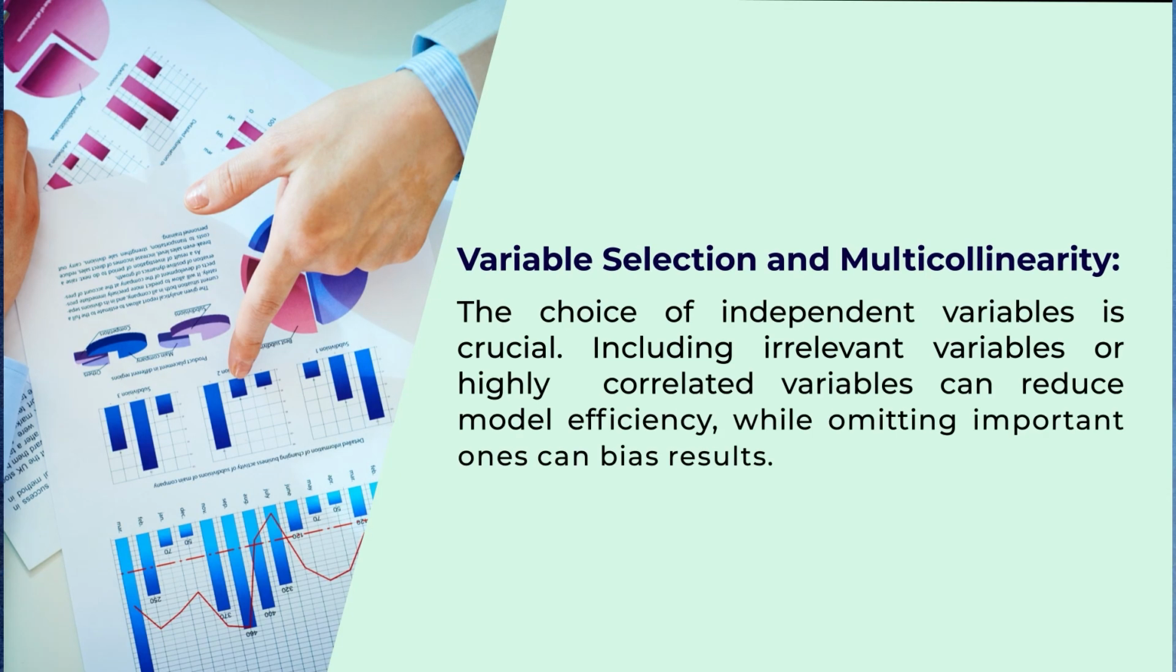Then variable selection and multicollinearity. The choice of independent variables is crucial. Including irrelevant variables can reduce model efficiency, while omitting important ones can bias results. Moreover, high correlations between independent variables, that means multicollinearity, can inflate standard errors, making it difficult to assess the individual impact of each predictor.